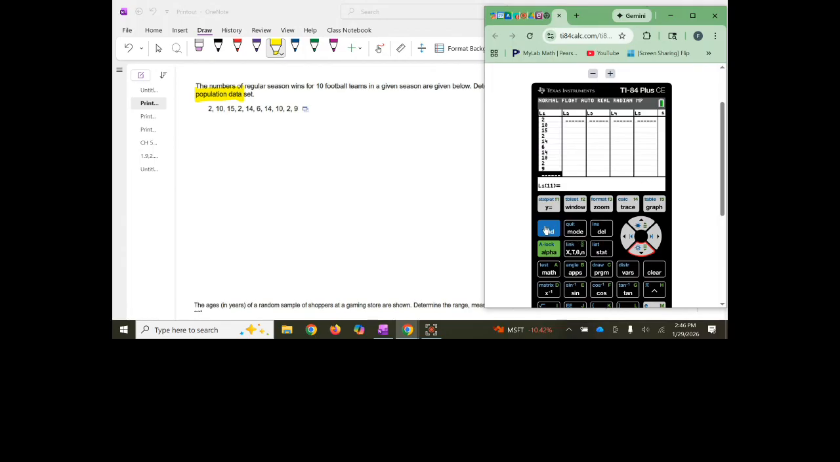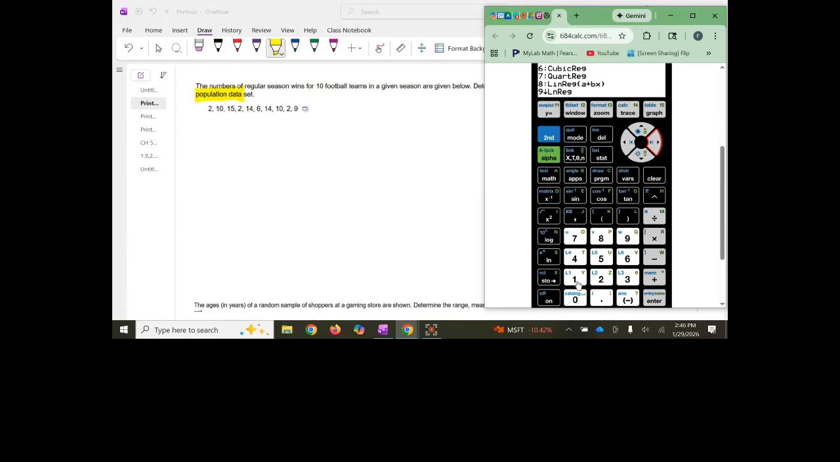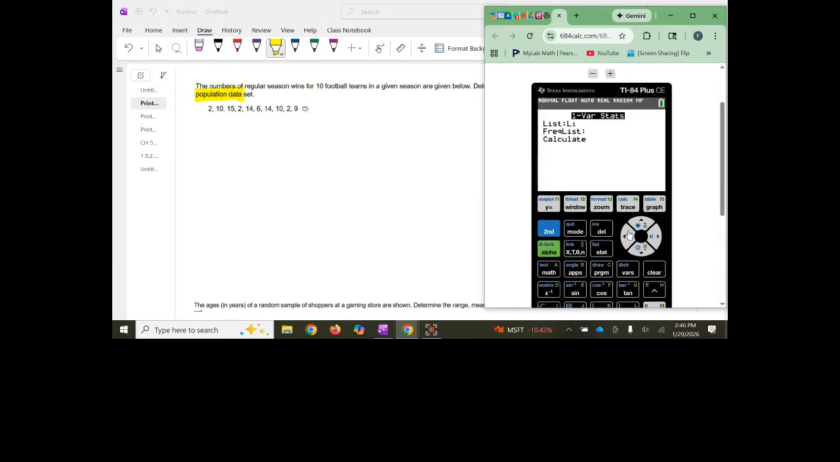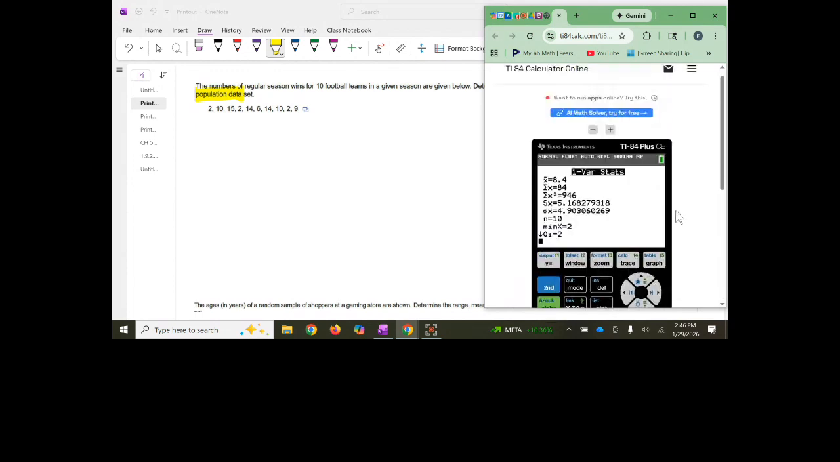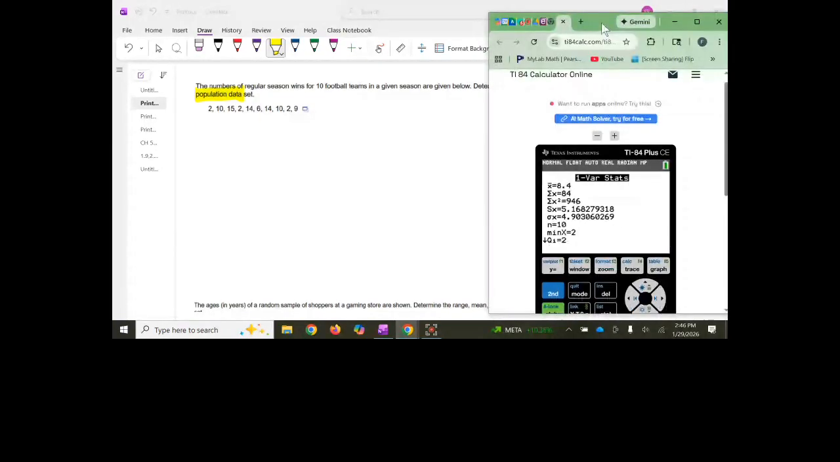Now I want to get out of here, so I'm going to go second quit. I come back to my stats, scroll over to calculate, and do my one variable stats. So I'm just going to hit number 1. You can either just hit enter or scroll down until you get to calculate. Then we hit enter, and boom, we came up with a whole bunch of numbers. If I look at my directions here, the first thing they're asking me for is the range.